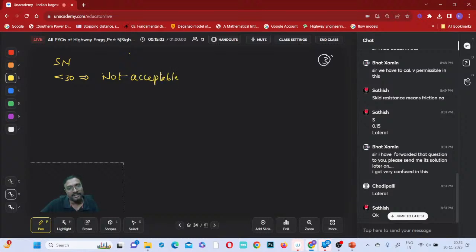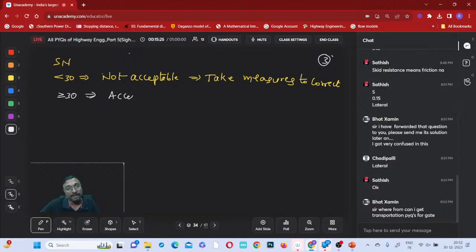It is not acceptable, so what do we need to do? We have to take measures to correct it, so that the friction is not that much lesser. And if the skid number is greater than or equal to 30, it is acceptable for which type of roads? Acceptable for low volume roads, right?